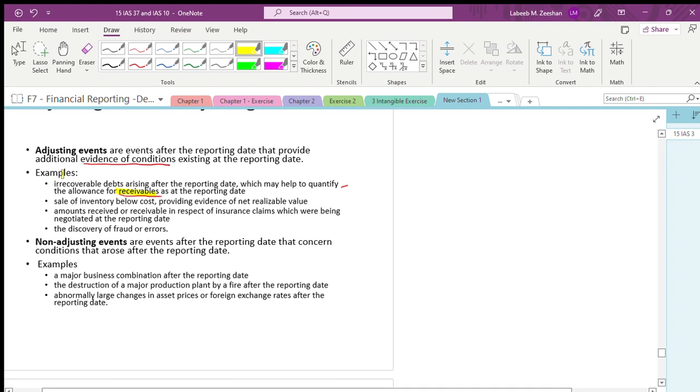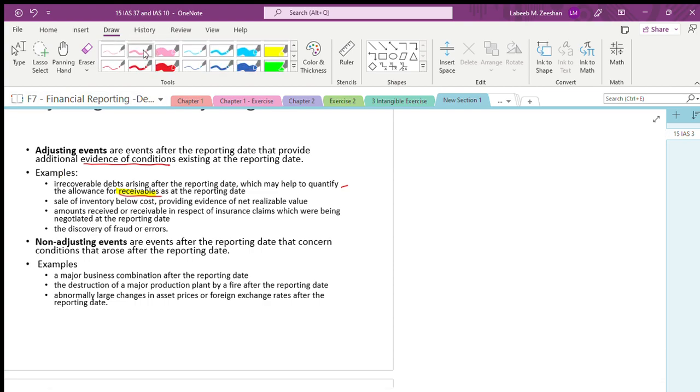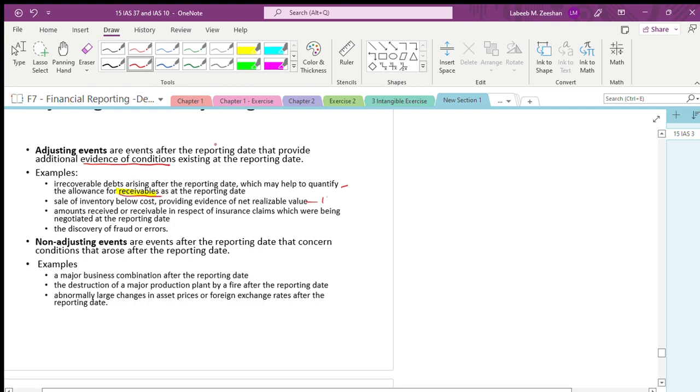Sale of inventory below cost, providing evidence of net realizable value. Whenever we are talking in terms of inventory, IAS 2, you have to mention this. But I'm telling you for both of you. Is it right? And we have to say whether it is the lower of cost or net realizable value.